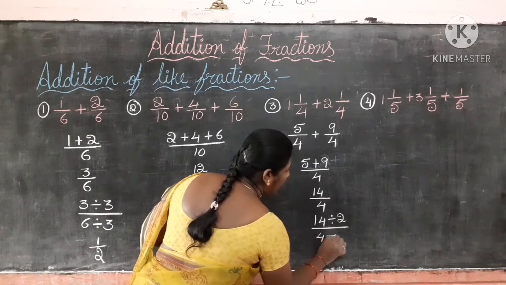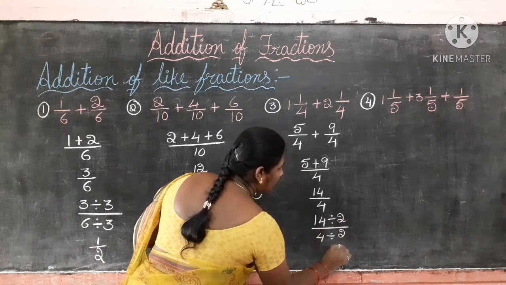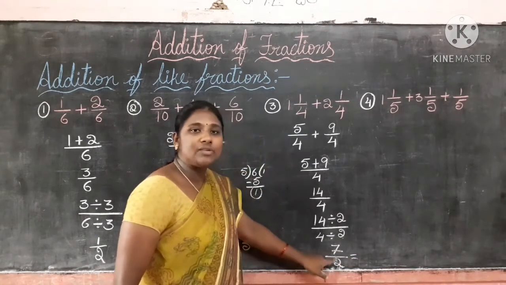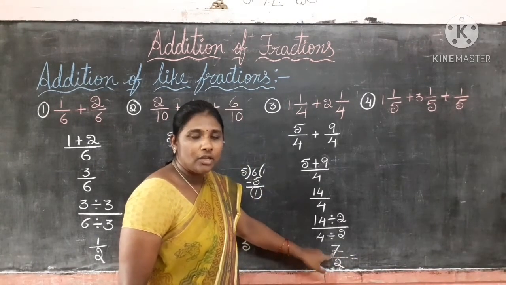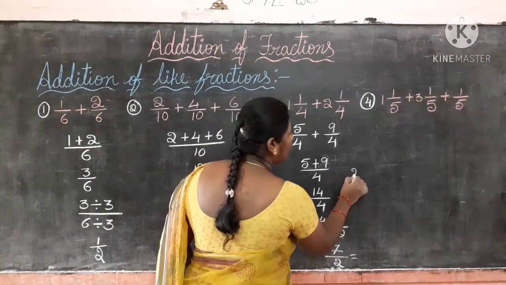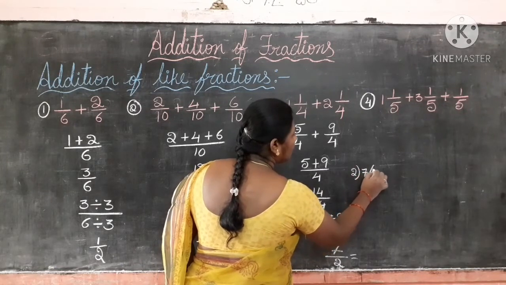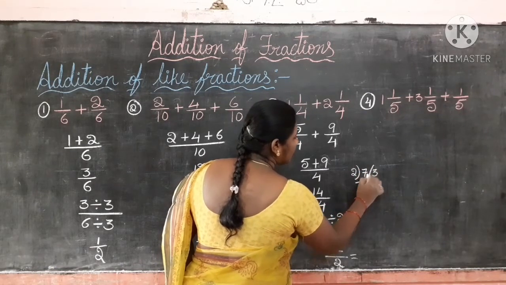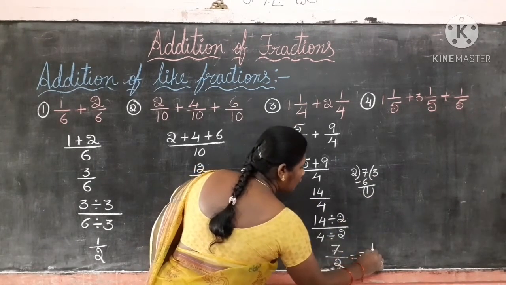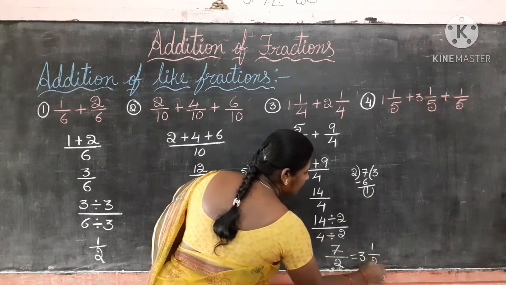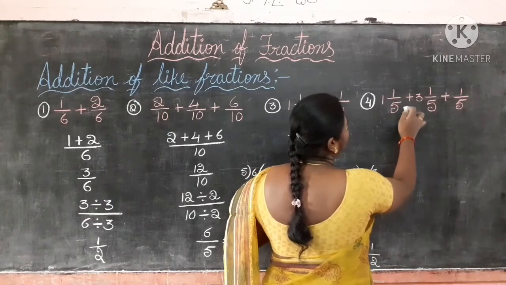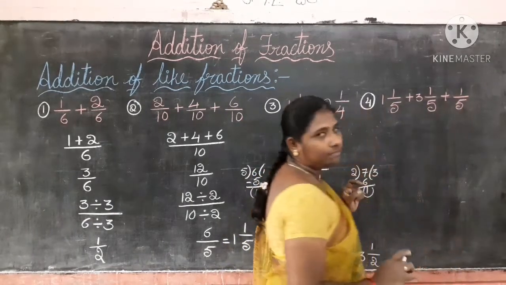14 divided by 2 and 4 divided by 2. 2 sevens are 14, 7 by 2 twos are 4, 7 by 2. So what fraction is it? It is an improper fraction. So we have to convert this improper fraction into a mixed fraction. So what do we have to do? Do division. 2 threes are 6. 7 minus 6 is 1. So 3 is the whole number. This 1 is the new numerator, and the divisor is the denominator. 3 1 by 2.